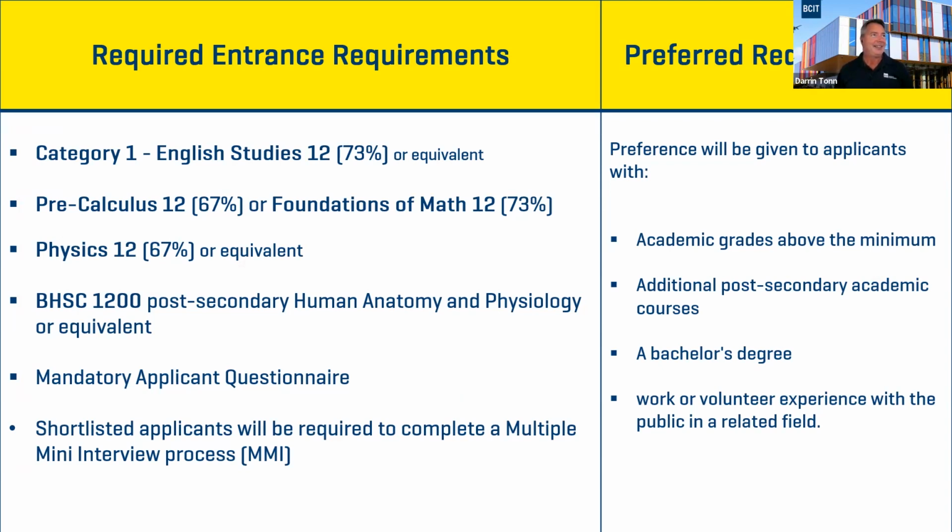There's BHSC 1200, which is Anatomy and Physiology or equivalent. And there's a mandatory applicant questionnaire. Shortlisted applicants will be required to complete a multi-mini interview process, an MMI. But preference will be given to applicants with academic grades above the minimum, additional post-secondary academic courses, a bachelor's degree, or work or volunteer experience with the public in a related field.